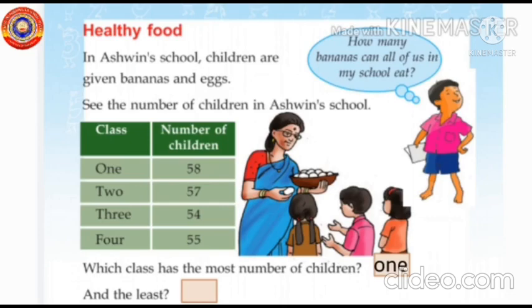Then, next one, we want to find the least number. Which is the smallest number? Yes, 54 is the smallest number. So, class 3 has the least number of children.